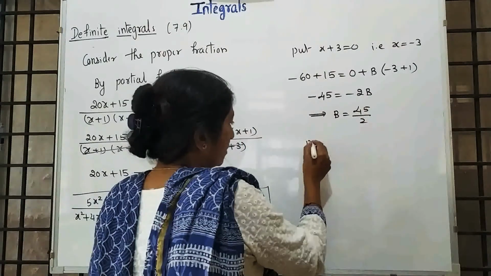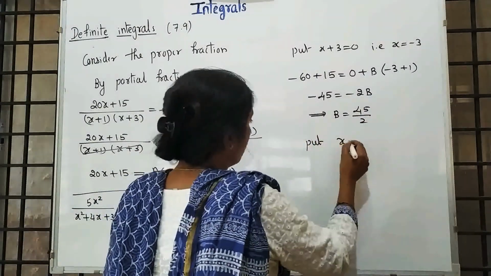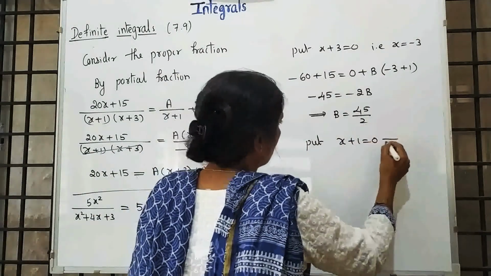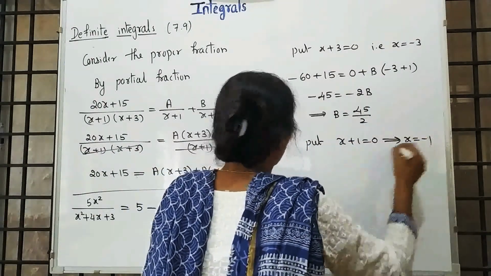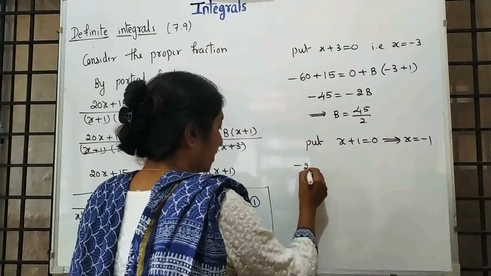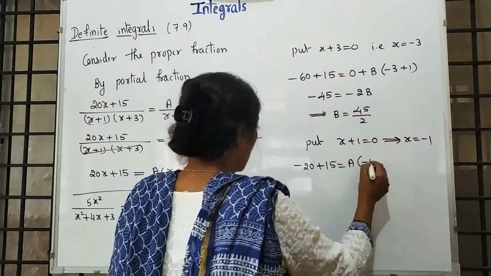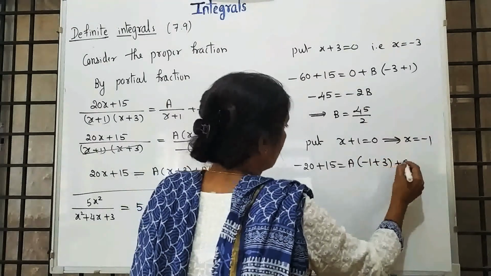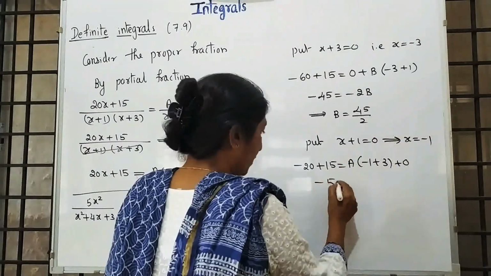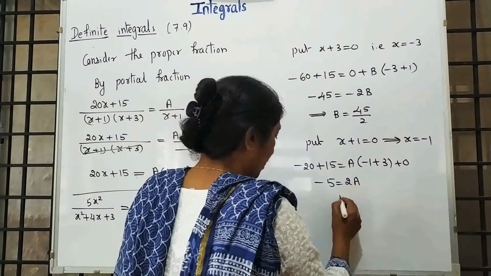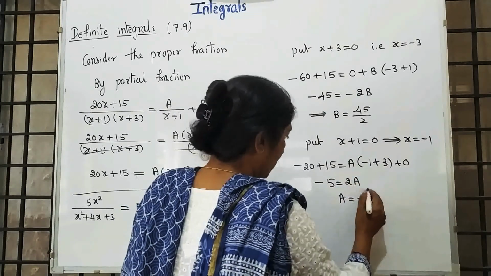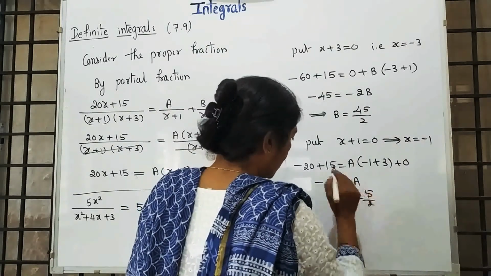Next, put x + 1 = 0, that is x = -1. -20 + 15 = A(-1 + 3) + B times 0. So -5 = 2A, and A = -5/2.